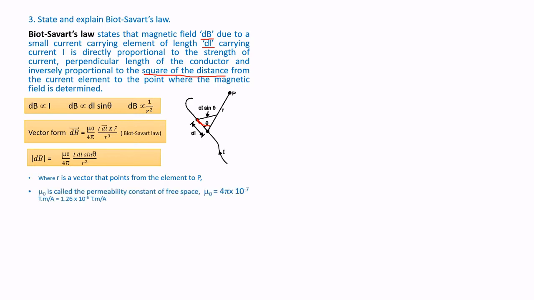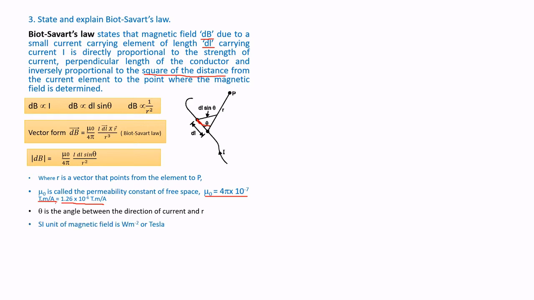Mu naught is called the permeability constant of free space, and its value is 4 pi into 10 to the power of minus 7 Tesla meters per ampere. That is equal to 1.26 into 10 to the power of minus 6 Tesla meters per ampere. Normally, you have to remember the value of mu naught as 4 pi into 10 to the power of minus 7. This will help you in calculating the problems. Theta is the angle between the direction of current and r.